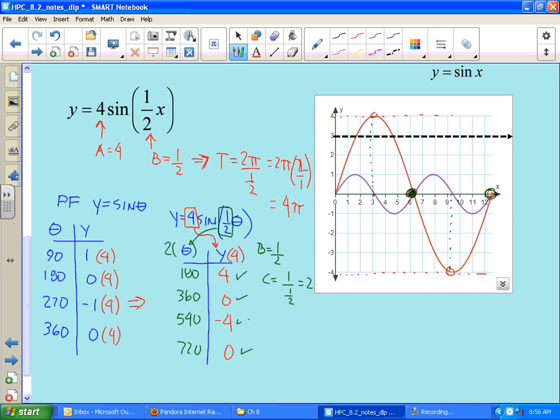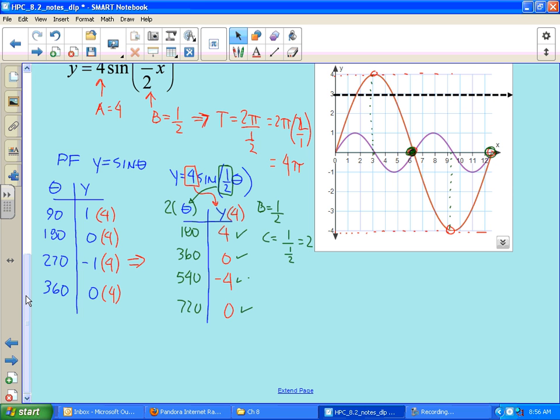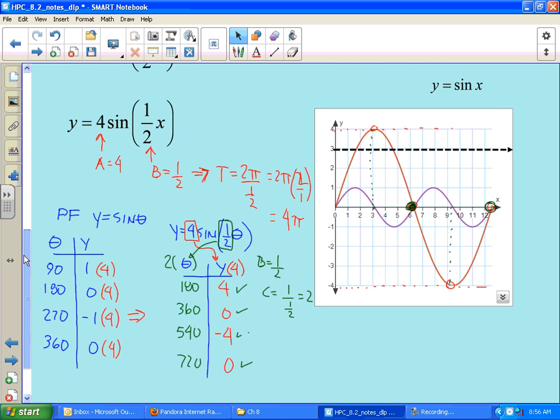Value of 0. So that's how you can take the parent function table, multiply the thetas by the reciprocal of whatever b is, multiply the y's by whatever a is. And that's how we can change our graph table-wise to come up with our points. Again, thinking of always sines and cosines in terms of quarters. Look at the 90, 180, 270, 360 relationship and adjust those points accordingly and just draw for shape. And we come up with our graphs pretty quickly.